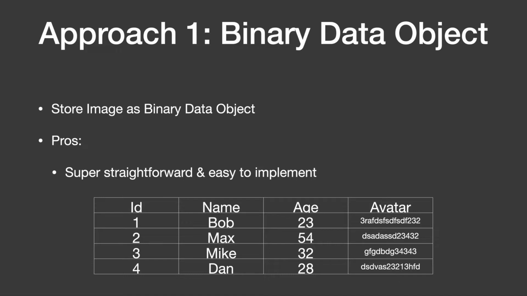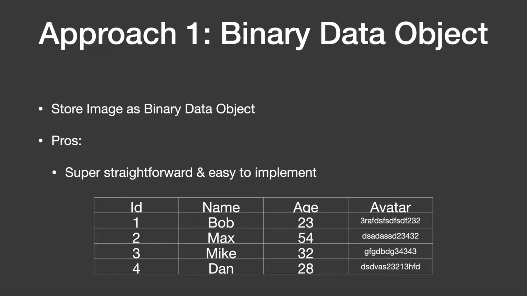So from the example table I have over here, you can see the table has ID, name, age, and the avatar of that user. And for the avatar, as you can see, we're just storing the whole data object within the table. So this is very easy to implement. That's why I have it as the first approach, which is the most basic one. The pros of an approach like this is it's super straightforward and easy to implement.